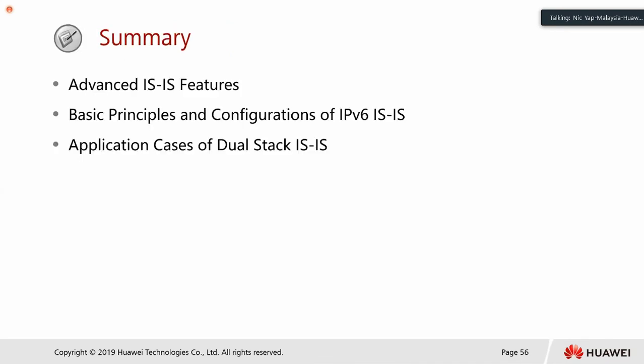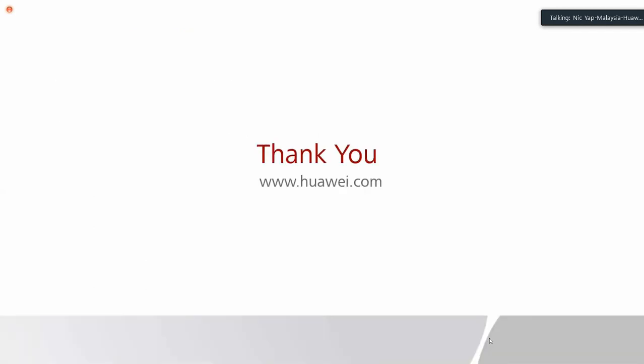Okay, so that is the summary for this topic. We covered the advanced IPv4 ISIS features, and we went through the basic principle and the configuration of ISIS v6 and how the configuration is done. We have multi topology. We also have the basic feature functions. What TLVs are added to support IPv6 ISIS, and the typical live environment. What type of application cases they're going to use on the dual stack ISIS. Okay, that is where we are focusing just now.